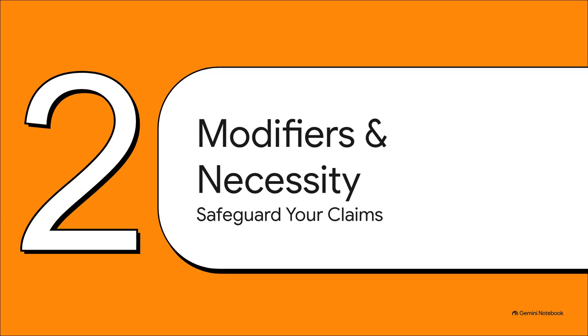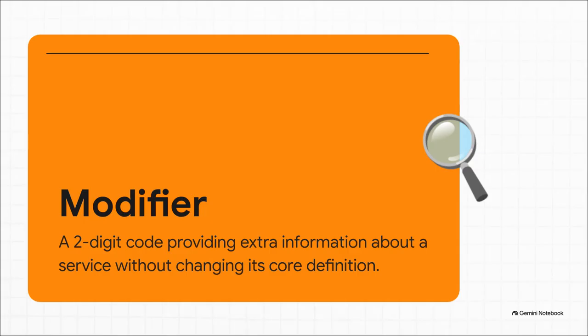Moving right along to Section 2, Mastering Modifiers and Necessity. This is how you safeguard your claims. Modifiers are absolutely critical. I want you to think of them as special little flags that you attach to your claim. Technically speaking, a modifier is a 2-digit code added to a CPT code to give extra context without actually changing the core definition of the service.